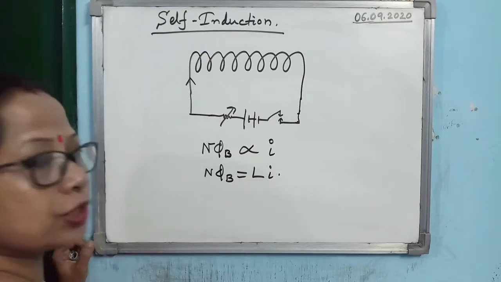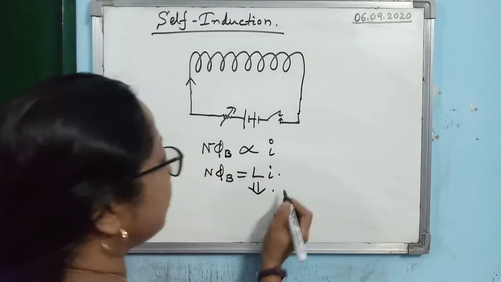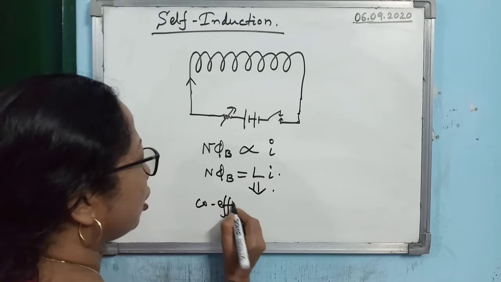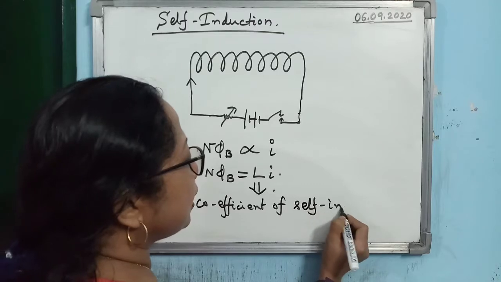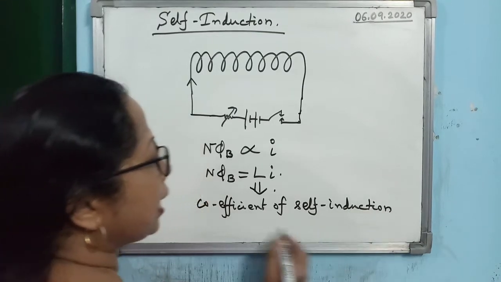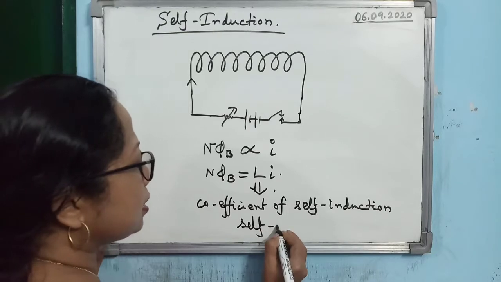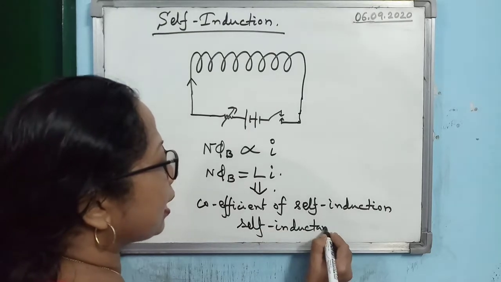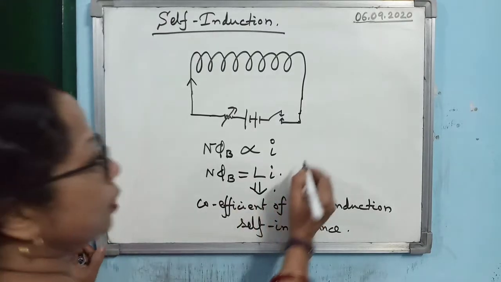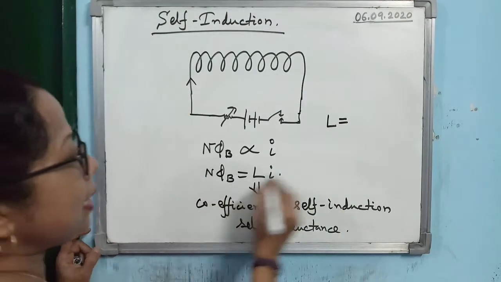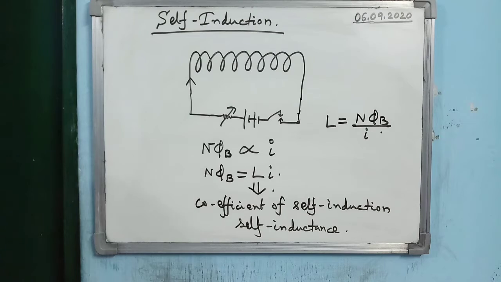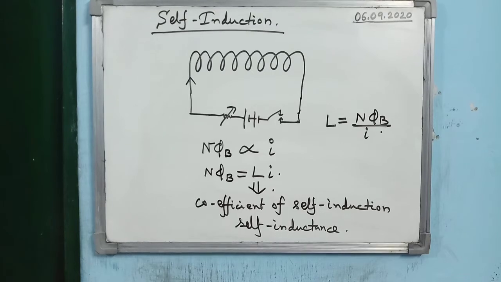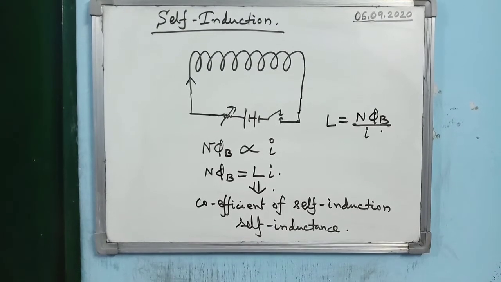This constant of proportionality L is very important. This is known as the coefficient of self-induction, or it is also known as self-inductance of the coil. So in this case, what is L? L is N phi B divided by I. How can you write the self-inductance? Self-inductance L is equal to N phi B divided by I.